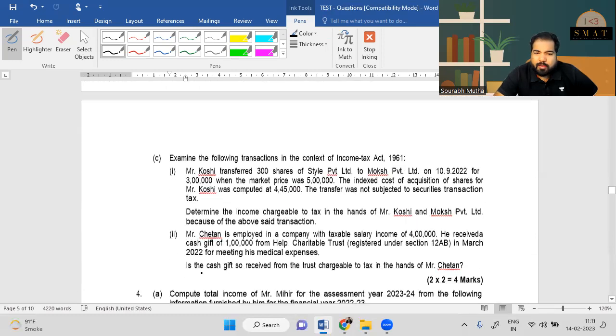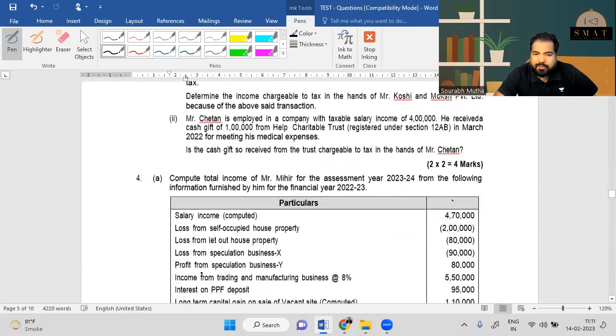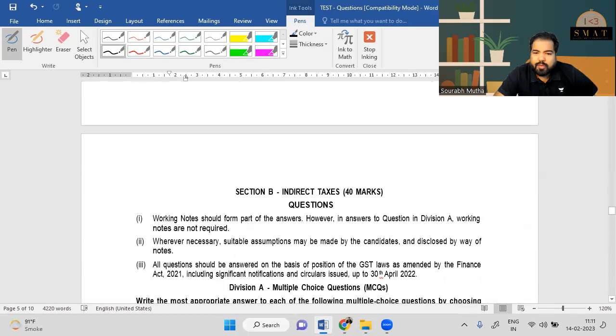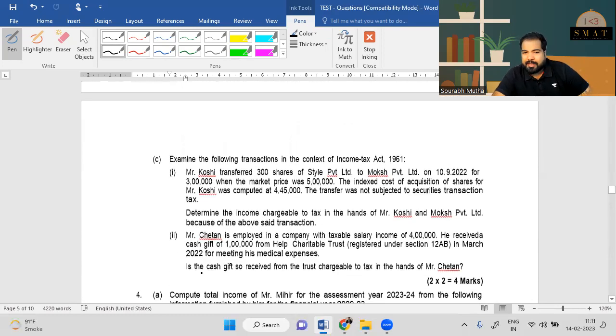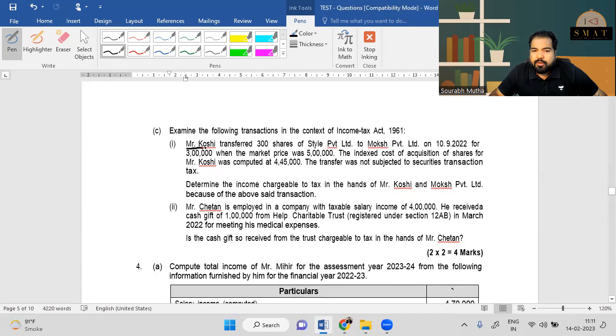Moving ahead to some of the last few questions, guys. Your last 3-4 questions and then DT comes to an end. Mr. Koshi transferred 300 shares of Style Private Limited to Moksh on 10th of September 2022 for 3 lakh when the fair market value is 5 lakh. The index cost of acquisition of the shares for Mr. Koshi was computed as 4 lakh 45. The transfer was not subject to any STT. Basically, these are unlisted shares. Determine the income taxable in the hands of Koshi and Moksh.